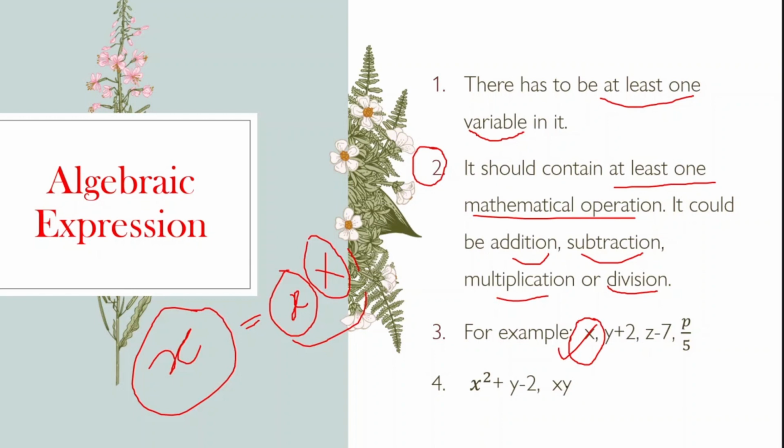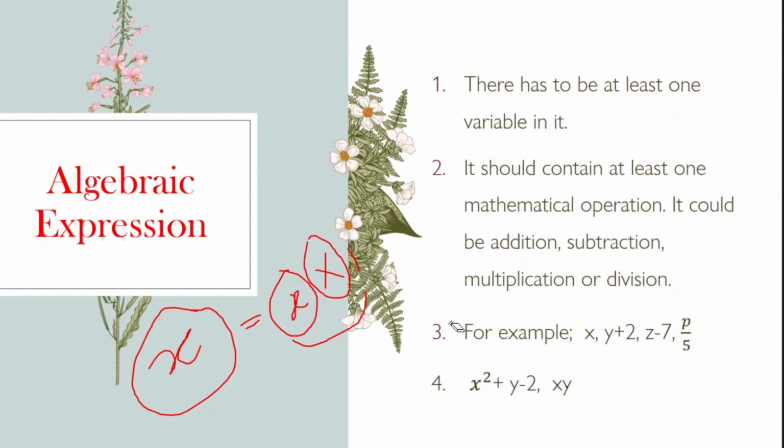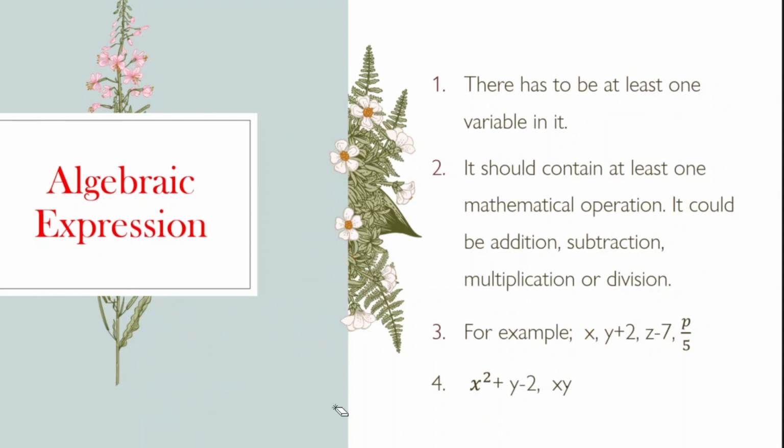I hope it's clear. Right? Now, let's consider the other examples. The next one says y plus 2. Again, in this, there is one variable which is y. Also, there is one mathematical operation which is addition, right? Similarly, if I look at the third example, z minus 7, there is one variable which is z and there is also one mathematical operation of subtraction, right? Now let's look at the last example, which is of division. There is one variable which is p and there is also a division symbol. That is why p over 5 is an algebraic expression, right?